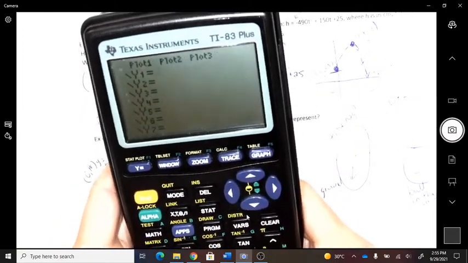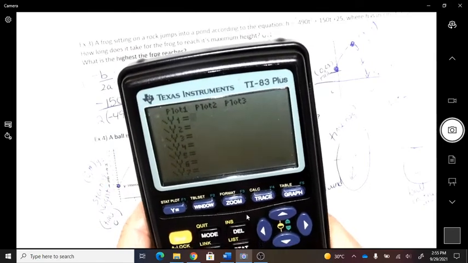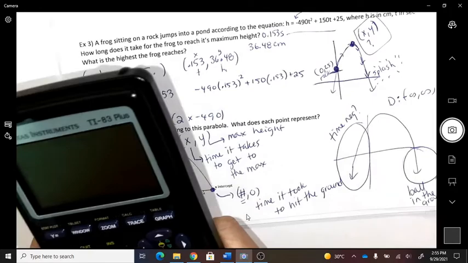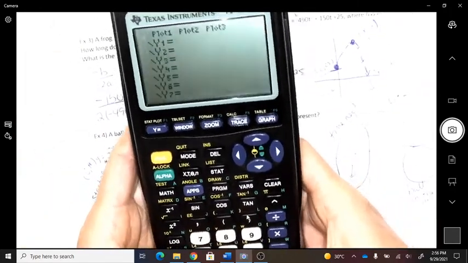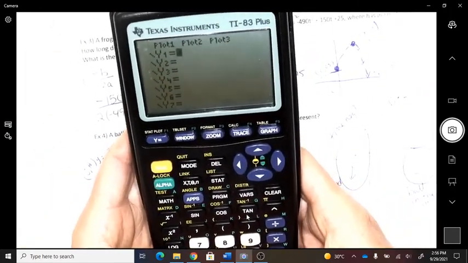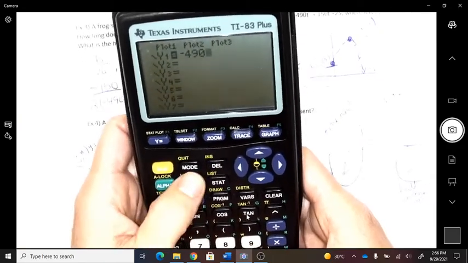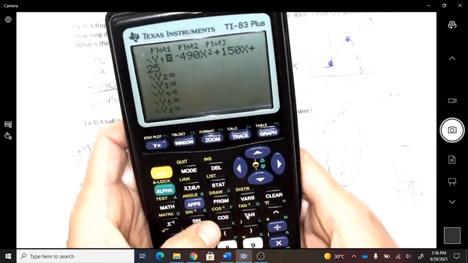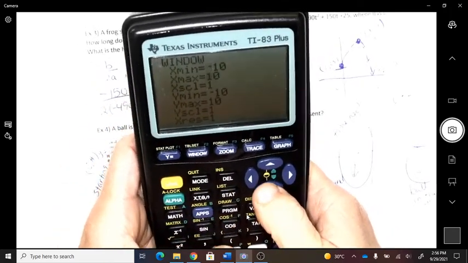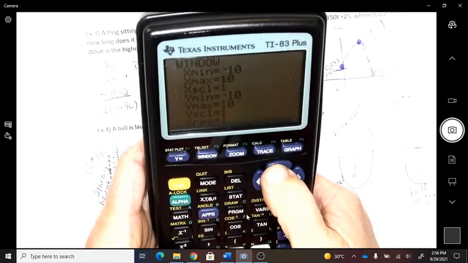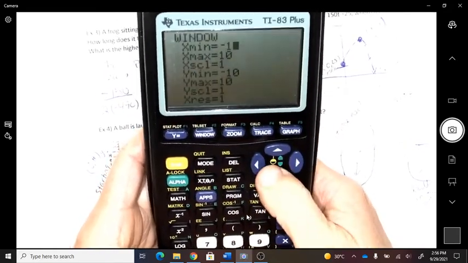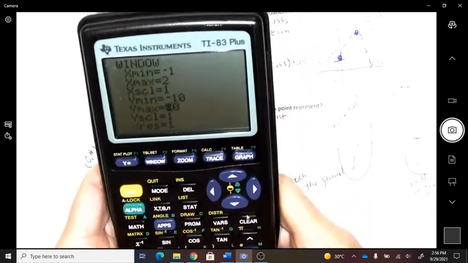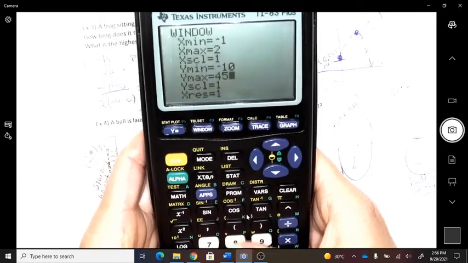Some of you are in applied, right, in second semester? So in applied, you have to do the same thing, but your calculator does it for you. So we'll check this out. You get this fancy calculator. Y equals negative 490x squared plus 150x plus 25. I'm going to graph it. I'm going to change my window to make sure that the x is not much, and the y has to go past 36, so I'm going to go to like 45.